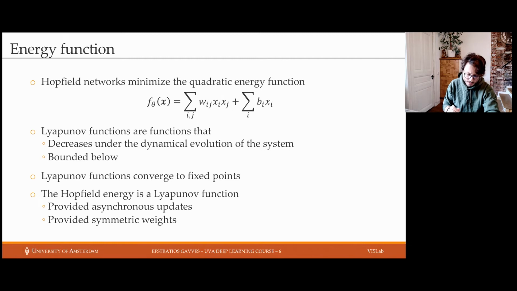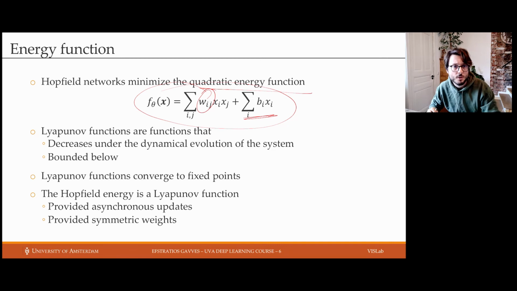So Hopfield networks basically can be shown to minimize the quadratic energy function like this. So f of theta is the sum of pixel combinations, pixel pairs, scaled by a weight parameter. And we also have a unary term, which is basically the prior over our pixel values.